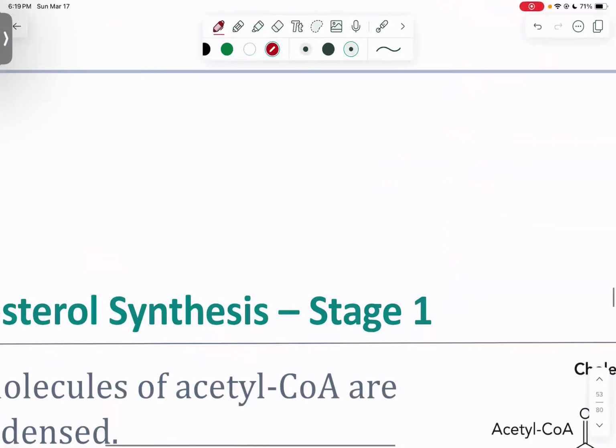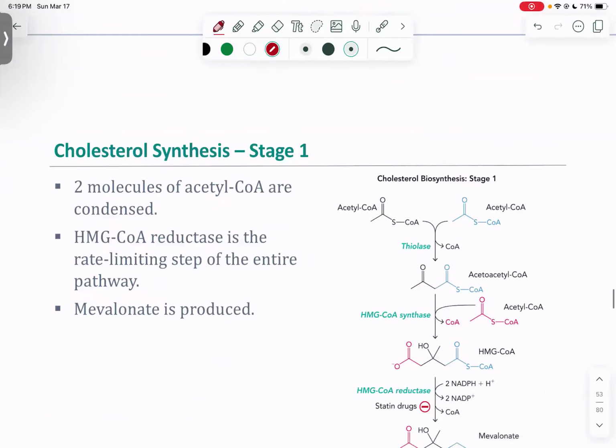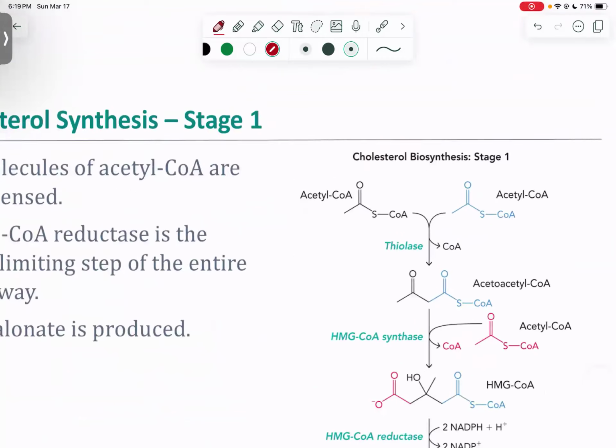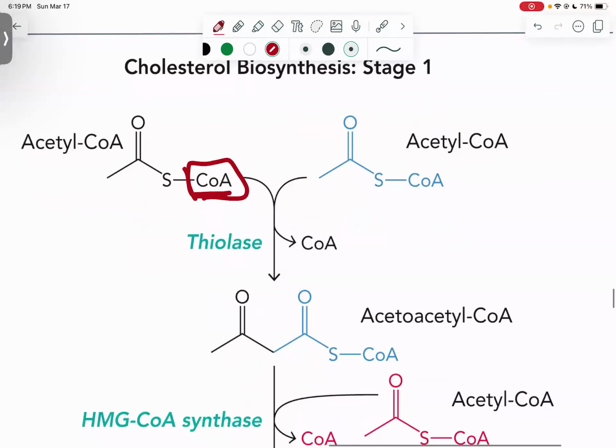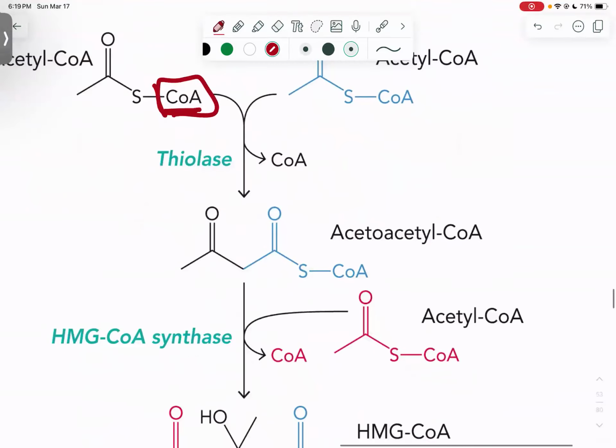Okay, so how do we make cholesterol? So when you start, you're going to start with 2 units of acetyl-CoA. So they go through a condensation reaction where the CoA is released from one of the 2 acetyl-CoA units. And so you end up with acetoacetyl-CoA, which we've seen before, right?